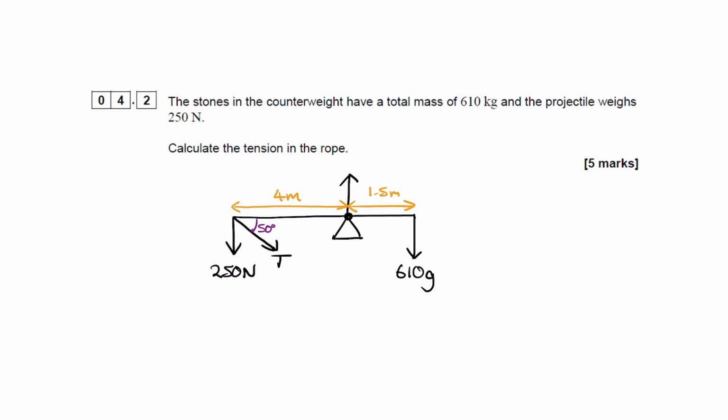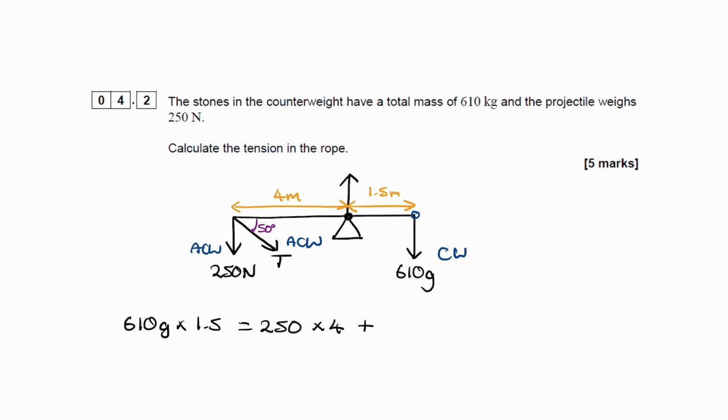Okay, so let's identify which moments are clockwise and which moments are anti-clockwise. The 610g, if we start where the force acts and follow along the direction of the force around the pivot, that will give us a clockwise direction. So this force has a clockwise moment. And for these two forces, they will both go anti-clockwise about the pivot. Okay, so then we're setting clockwise moments equal to anti-clockwise moments. So it'll be 610g multiplied by the perpendicular distance is equal to 250 multiplied by its perpendicular distance.